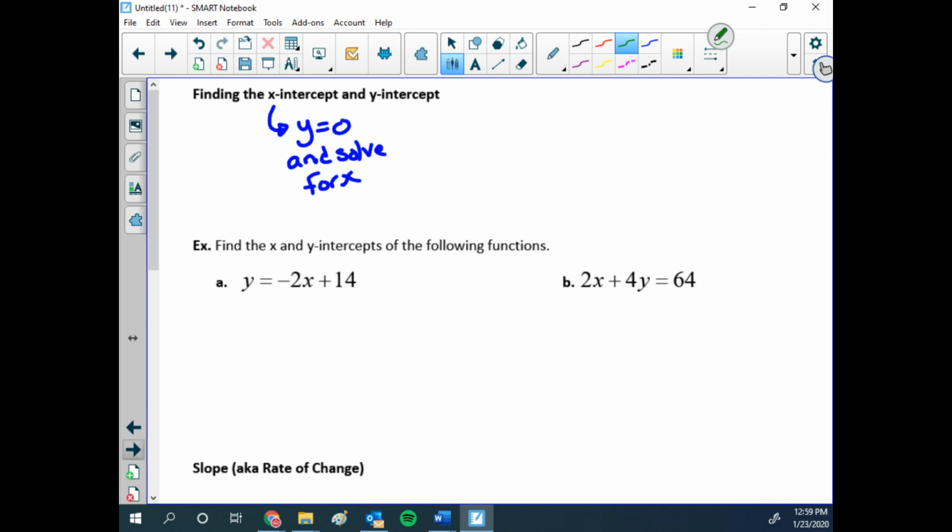If I'm doing my y-intercepts, the y-intercept, or where I cross the y-axis, is going to be where x is equal to 0. So x is equal to 0. I make x equal to 0 and solve for y.